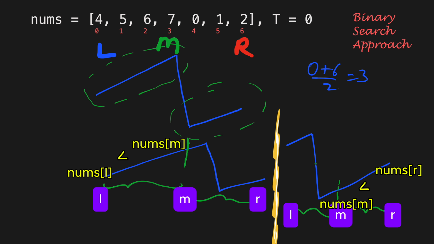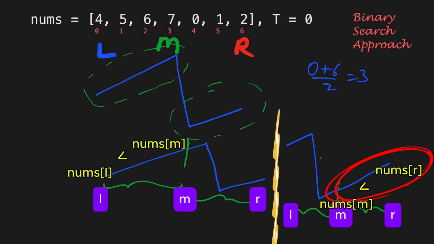And now, once we know the sorted parts, suppose the left part is sorted, then we check if the target falls within the left sorted range. If yes, then we focus the search on the left half by moving the right pointer to mid - 1. If no, then we will shift our search to the right half by moving the left pointer to mid + 1.